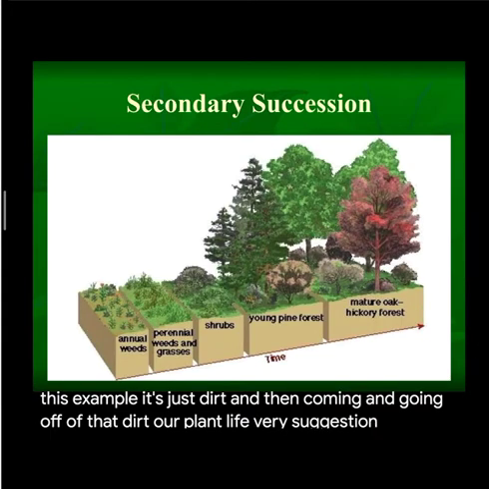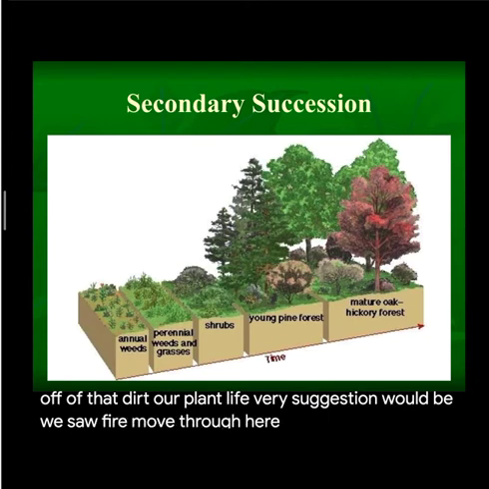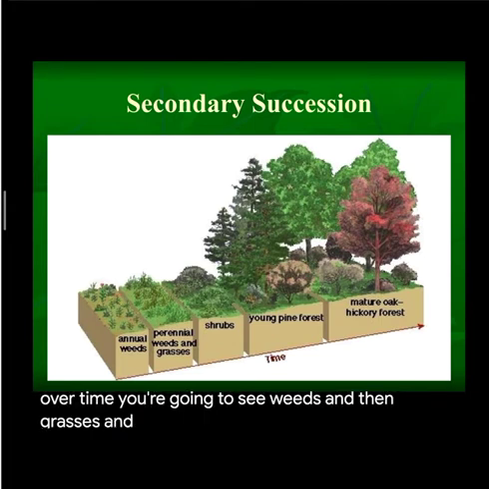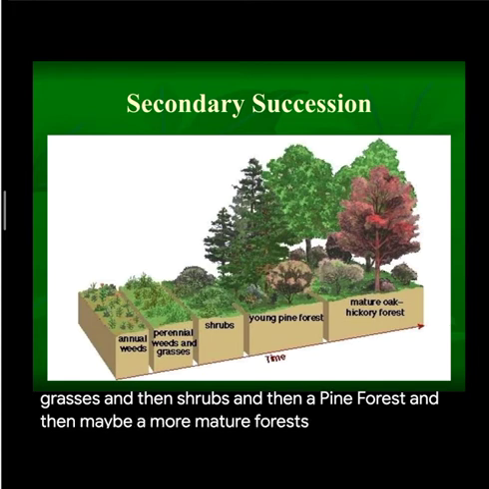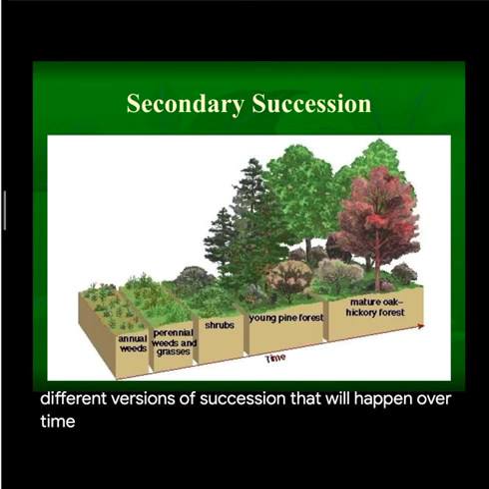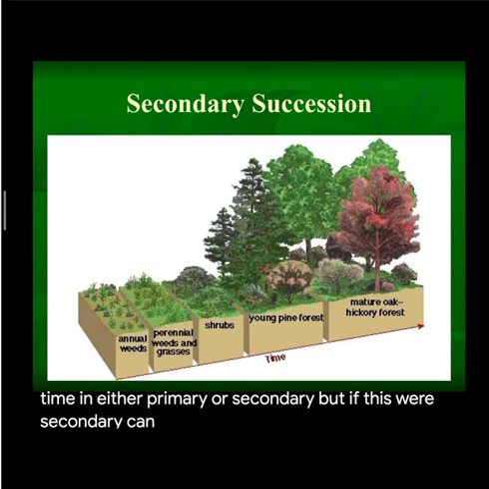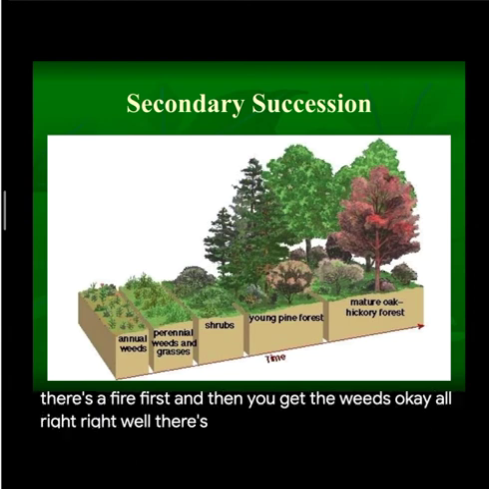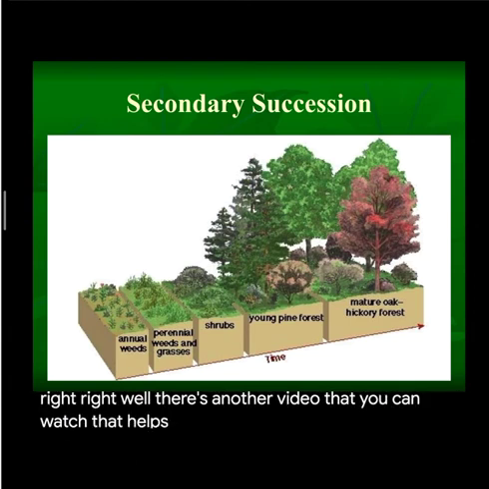Secondary succession would be, we saw a fire move through here, and then after the fire, over time, you're going to see weeds, and then grasses, and then shrubs, and then a pine forest, and then maybe a more mature forest. So these are the different versions of succession that will happen over time in either primary or secondary. But if this were secondary succession, normally what happens is there's a fire first, and then you get the weeds.